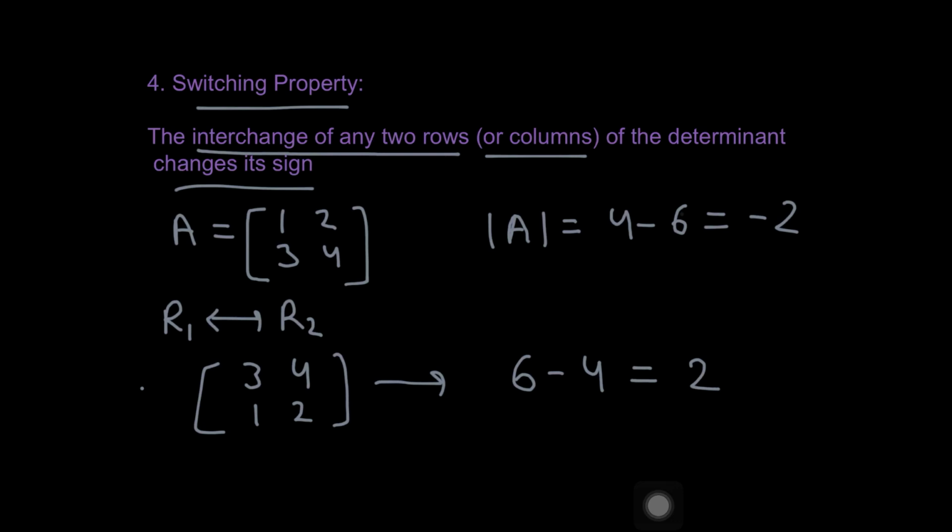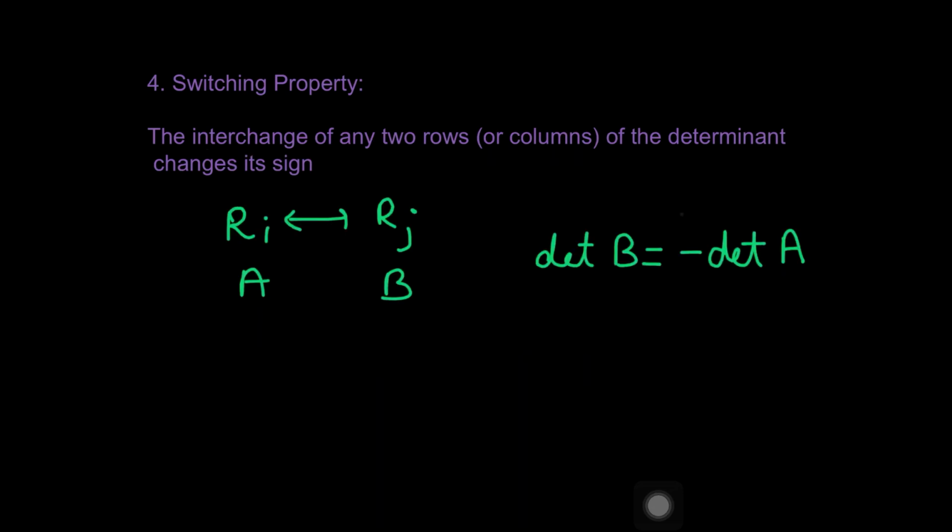So here you have seen, if we interchange the rows, and the same way if we interchange the columns, the determinant will be the negative of the previous. So you can also say, suppose we are changing the I row with the J row, then the determinant of B, meaning the new one, will be the negative of the determinant of A. So I hope this one is clear.